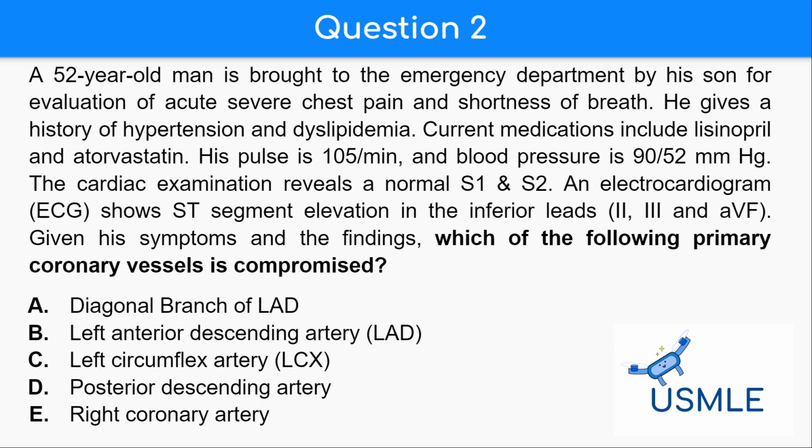The cardiac examination reveals a normal S1 and S2. An electrocardiogram (ECG) shows ST segment elevation in the inferior leads II, III, and aVF. Given the symptoms and the findings, which of the following primary coronary vessels is compromised?